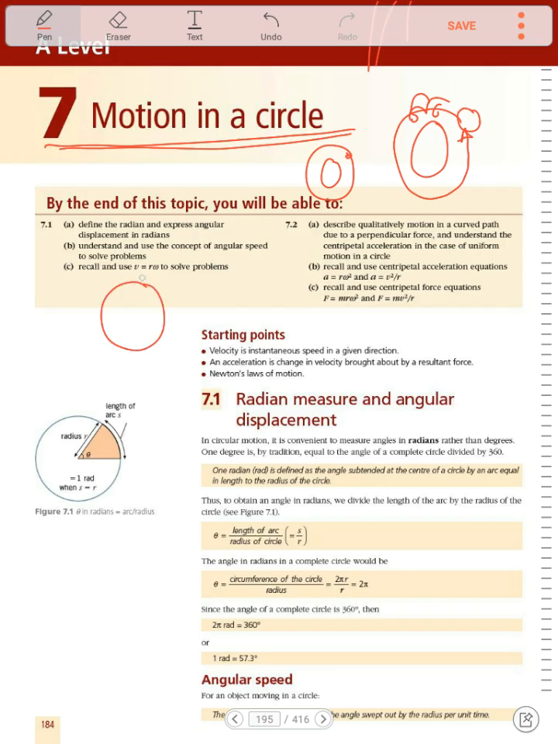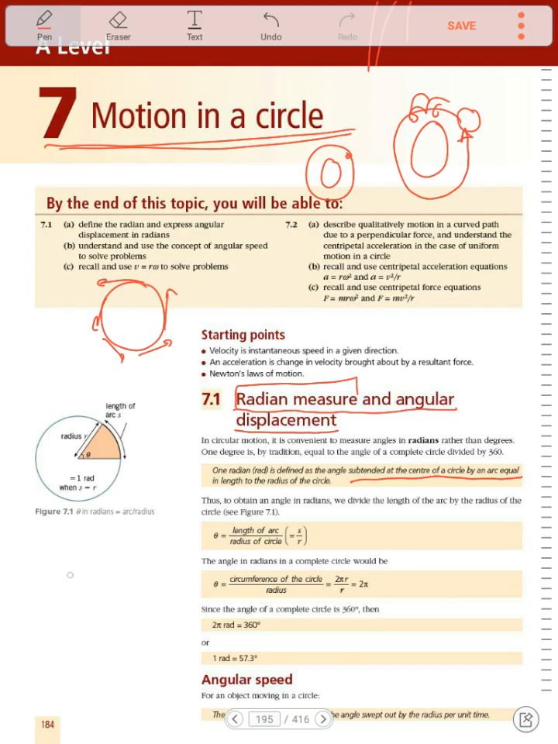We know that a particle moving in a circular path has a constant speed, but a changing velocity. From now on, we will use a new way of dealing with angles. We will use the radian measure. 1 radian, or 1 rad, is defined as the angle subtended at the center of a circle by an arc equal in length to the radius of the circle. So when this arc is equal to this radius, this angle is 1 rad.